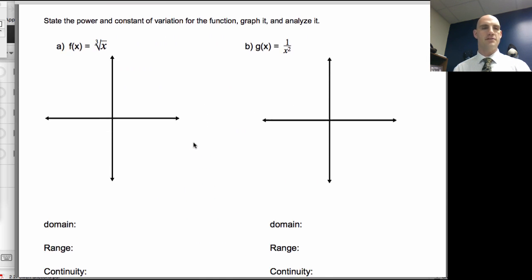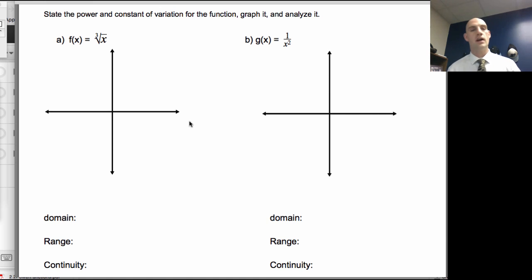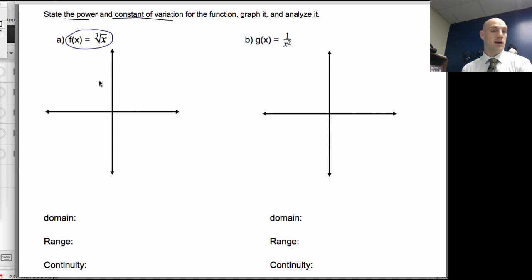Let's look at a couple of graphs. State the power and constant of variation for the function, graph it, and analyze it. So if I need to state the power and the constant of variation for the function, graph it, and analyze it, notice, does this equation here look like a power function? Well, right now it doesn't, because we don't have it as something to a power. And so we're going to have to be able to rewrite these equations a little bit.